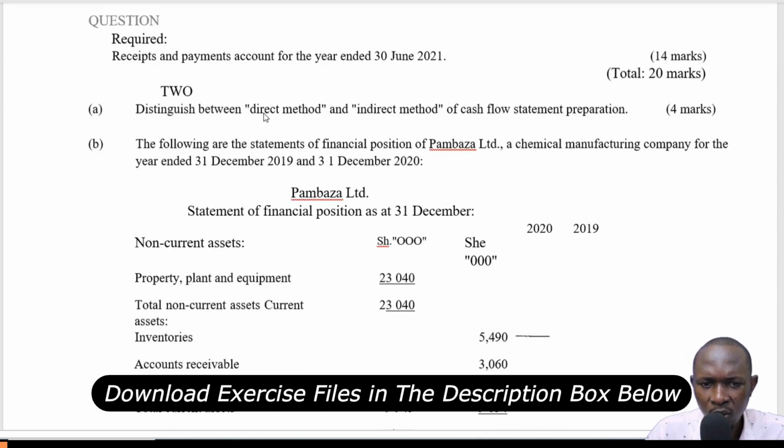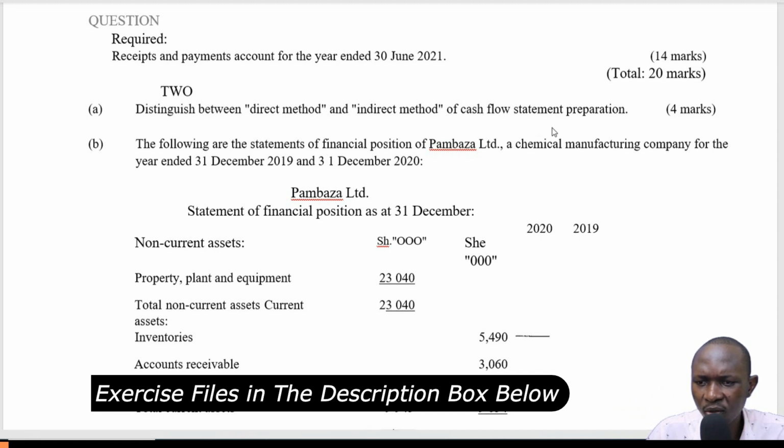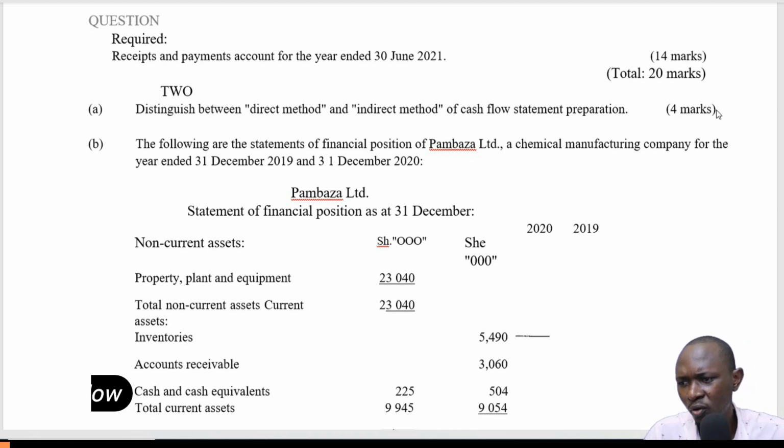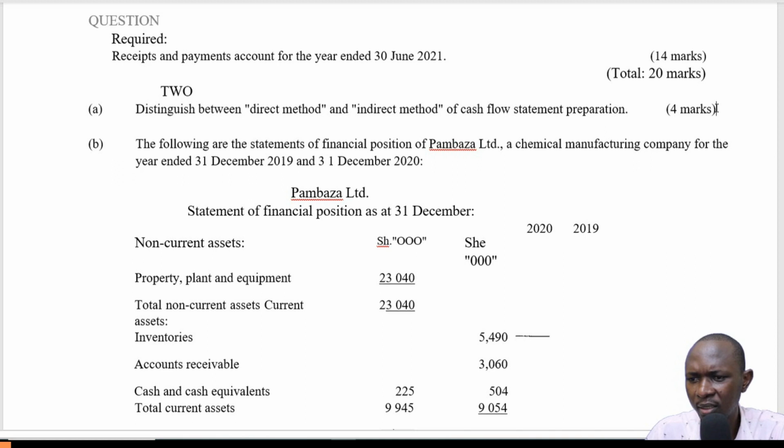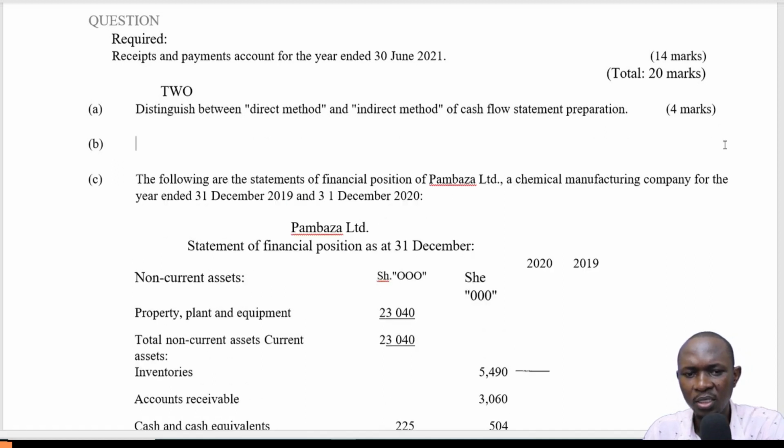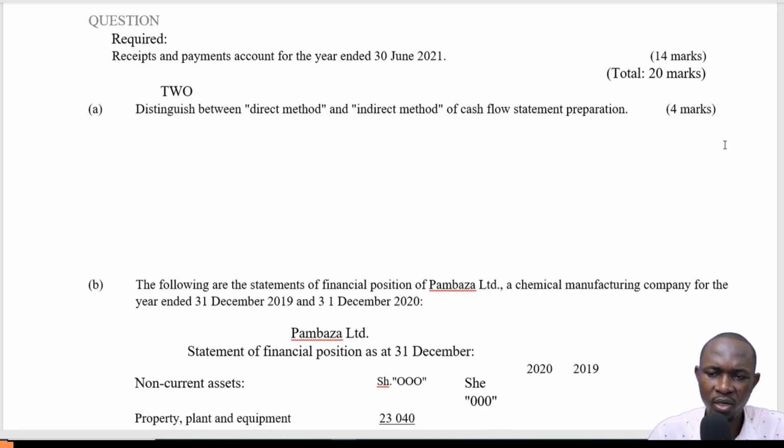Okay, so 2A, distinguish between direct method and indirect method of cash flow statement preparation. Now, these are two different ways that we can work out the cash flow. The cash flow is all about the movement of cash in and out of the organization, and you can either work out using the direct method or the indirect method.